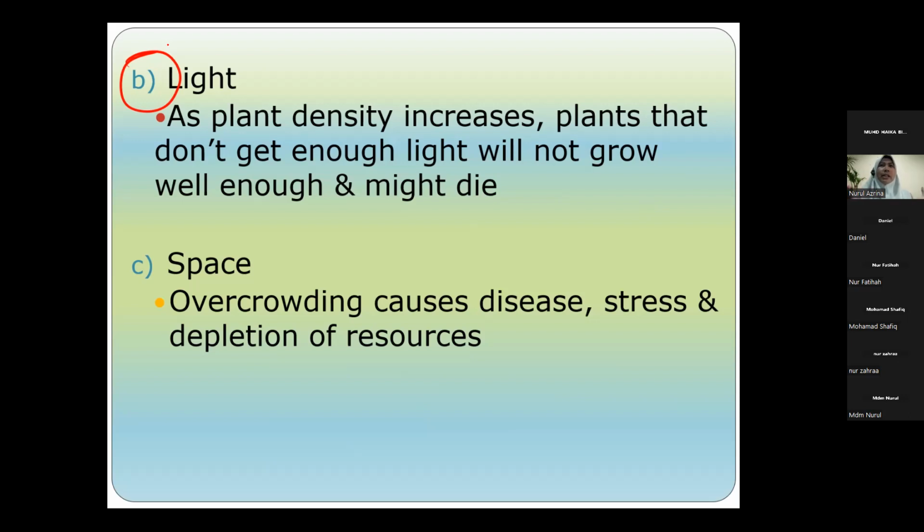Bayangkan kita pergi tengok cerita ataupun kita tengok dokumentari slum area dekat Indonesia or dekat India. So they have limited space, but they have a lot of people living in that particular area. So overcrowding can cause diseases and stress, and also depleting of resources. So these are all related to factor number 1, competition.